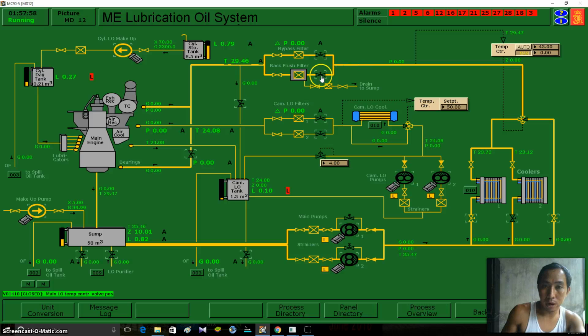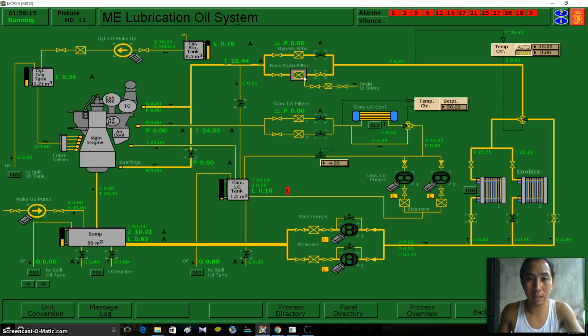This line going to our back flush filter. So we have two filters here. We have our back flush filter and we have our bypass filter. So if we need to clean the back flush filter, we're going to use the bypass filter. So this back flush is automatic flushing. Check this line going to our main engine, and since we're going to put some oil in our camshaft lube oil tank, we're going to open this line.